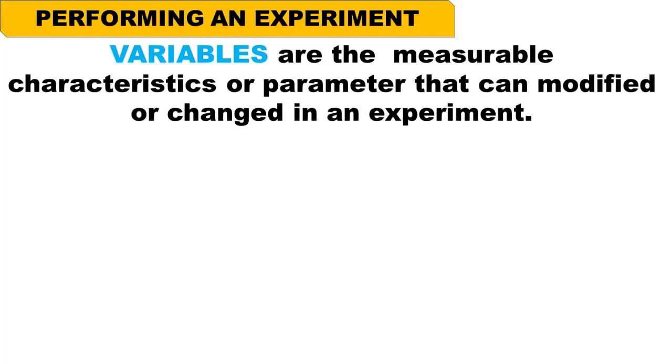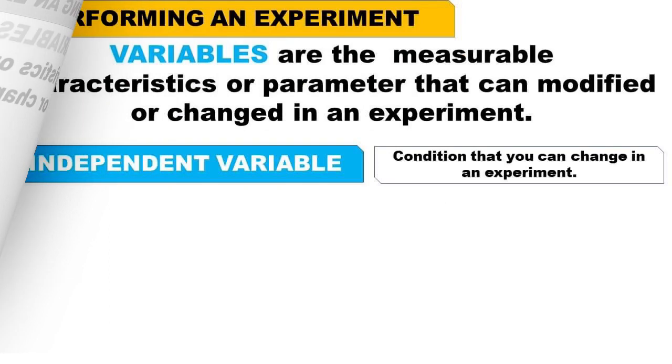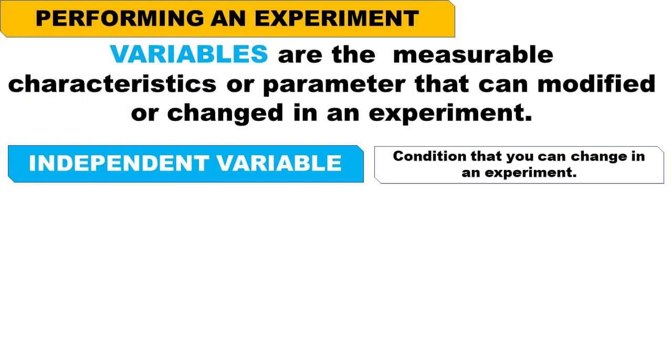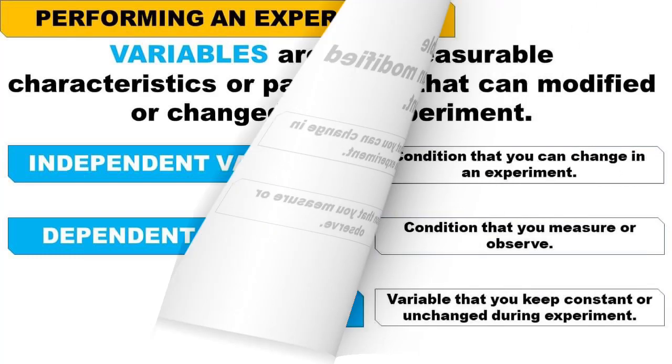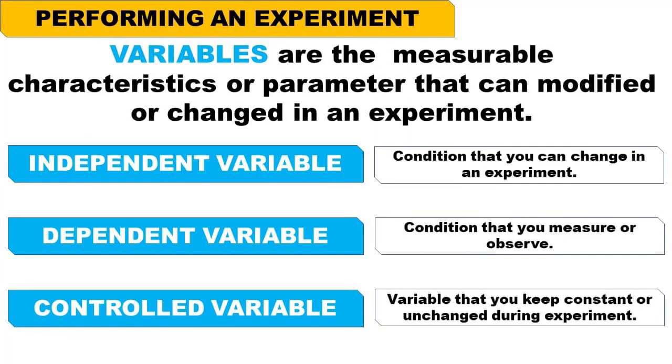There are 3 types of variables. The independent variable, which is the variable or condition that you can change in an experiment. Second, a dependent variable is a variable or condition that you measure or observe. The third one, the controlled variable, which is the variable that you keep constant or unchanged during an experiment.